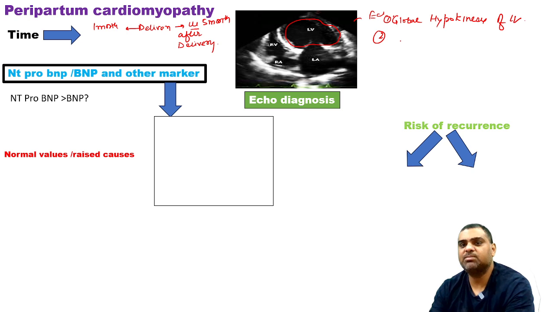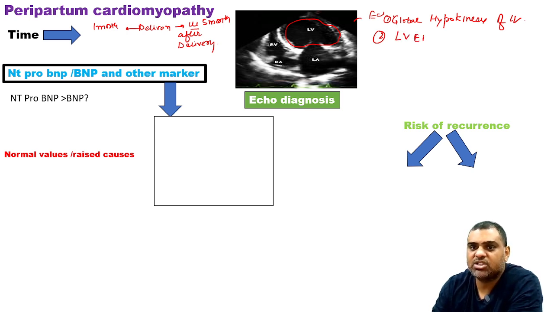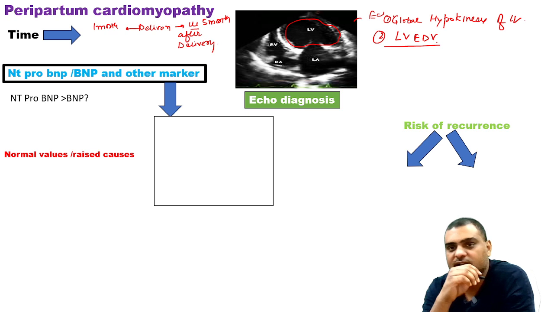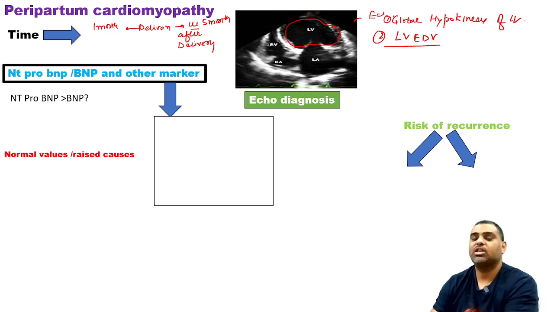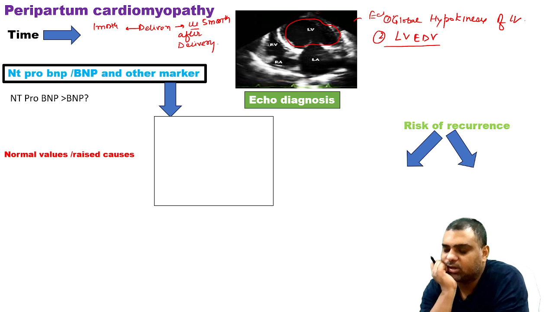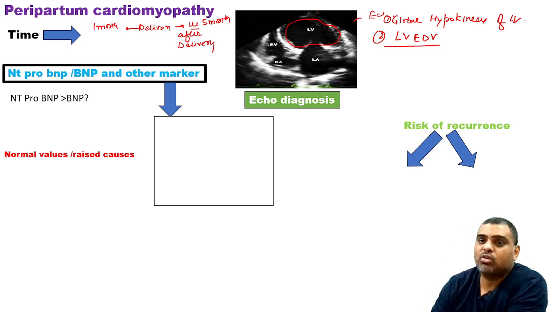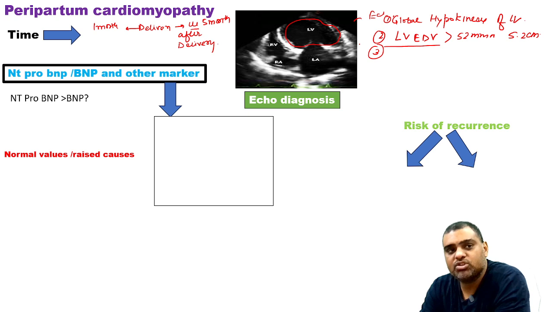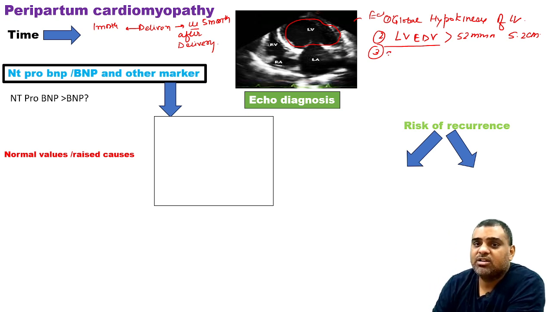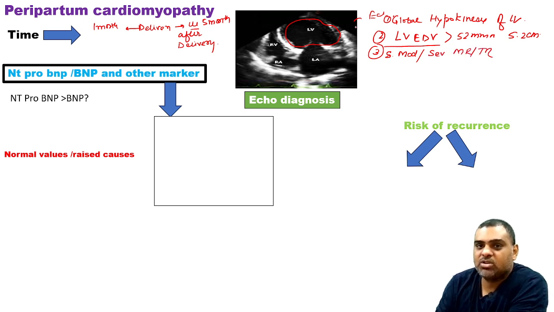Second, you know that there is something called left ventricular end diastolic dimension. That is the size of the ventricle after complete diastole. The normal value is 36 to 52 millimeter, 3.6 to 5.2 centimeter. So a value more than 52 millimeter or 5.2 centimeter is diagnostic of peripartum cardiomyopathy. Third, moderate to severe MR or TR. Why? Because there will be more blood, so that can come upside. And fourth, ejection fraction less than 45%.